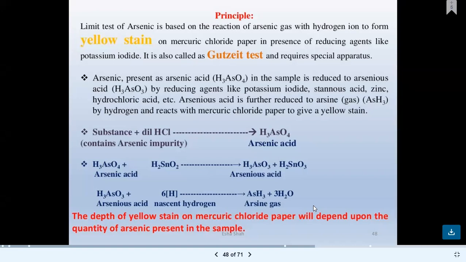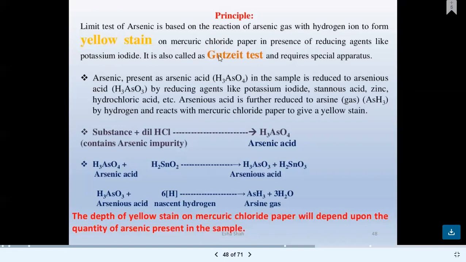So this is the basic principle. What is the basic principle? That is converting the arsenic impurity into arsine gas. This arsine gas reacts with the hydrogen entity of mercuric chloride paper. This mercuric chloride paper is placed in between the rubber bungs. So when arsine gas reacts with the mercuric chloride paper, there is formation of yellow stain on this paper. We are going to compare the intensity of the yellow coloration produced by the test sample with that of the standard one.